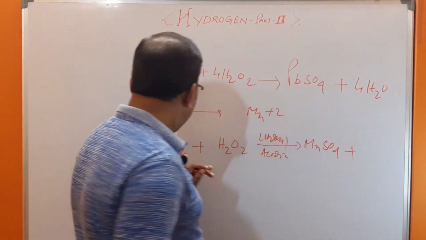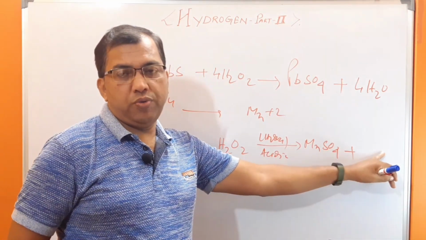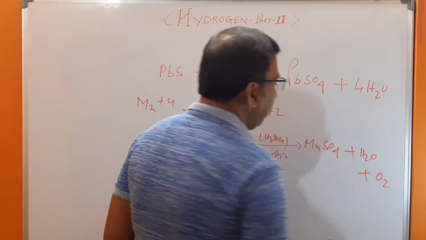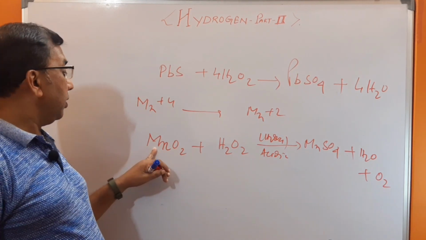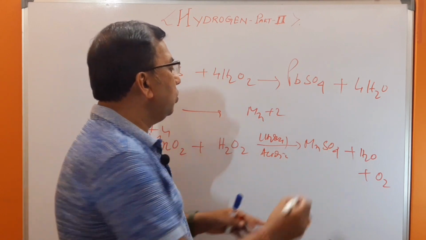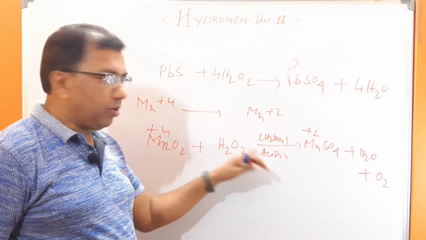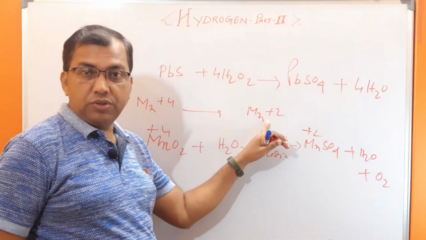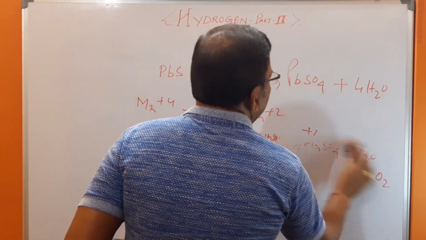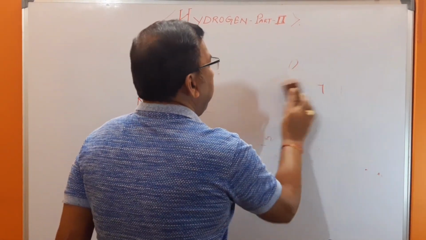MnSO4 plus H2O plus O2. Clear? Now find Mn: it will be plus 4 in MnO2 and plus 2 in MnSO4. So plus 4 to plus 2. Reduction of Mn plus 4 to Mn plus 2. Clear? Okay? This is the oxidizing as well as reducing property of hydrogen peroxide.